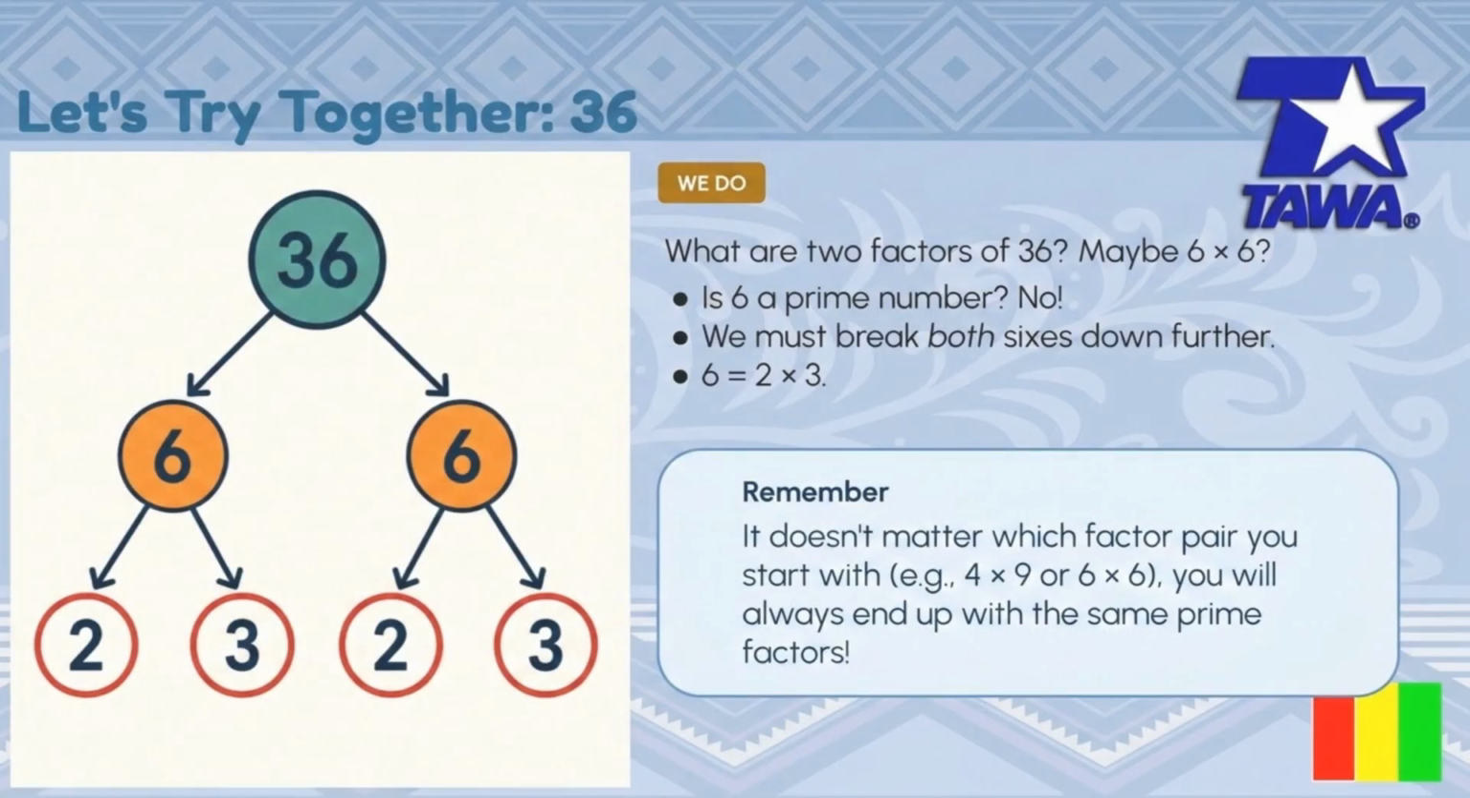Let's try together with 36. We can start with 6 times 6. Since 6 is not prime, we break each 6 down into 2 times 3. Remember, the starting factor pair does not change the final prime factors.